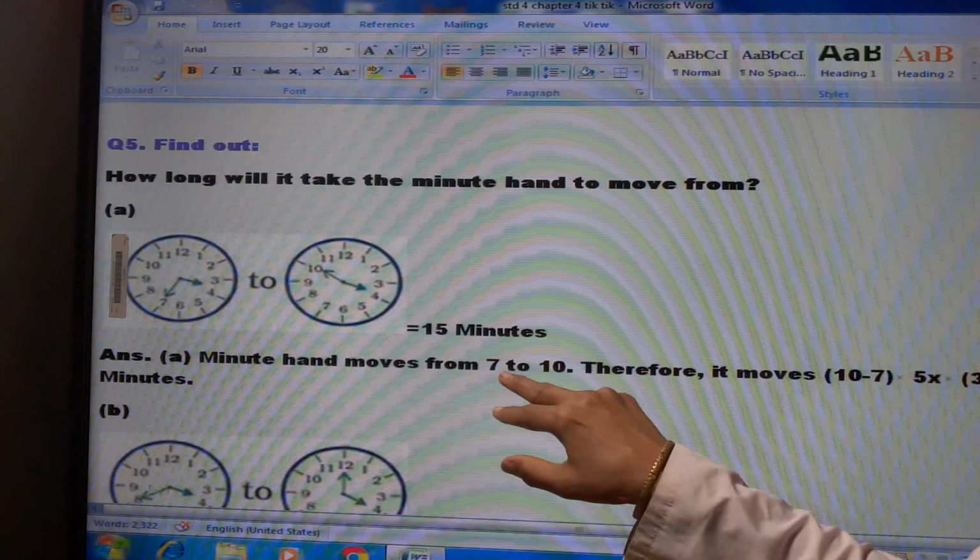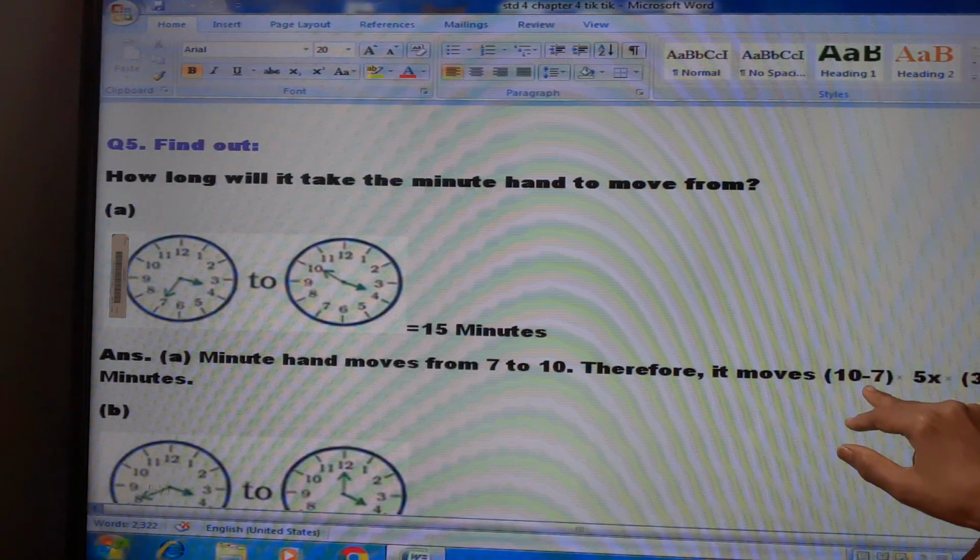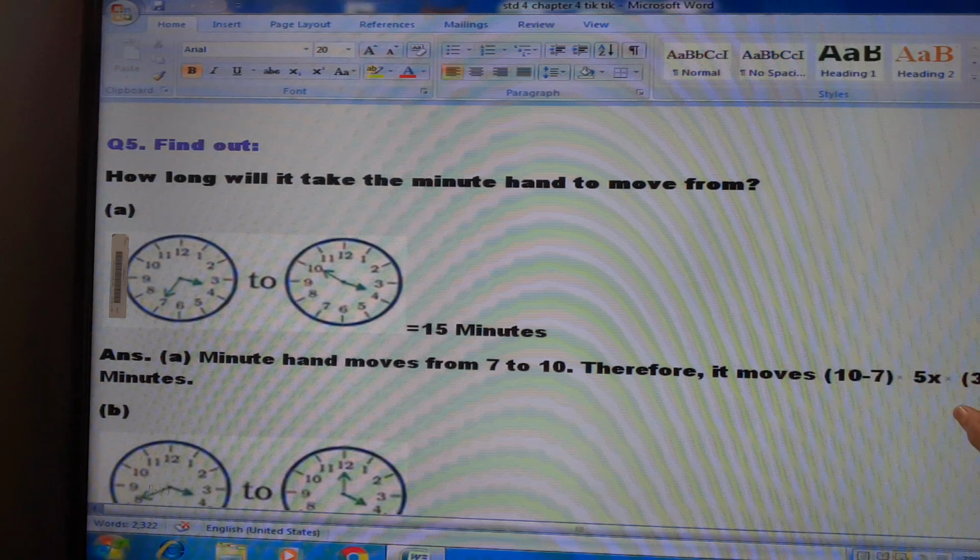The minute hand moves from 7 to 10. Therefore it moves 10 minus 7, 5 multiplied by 3.